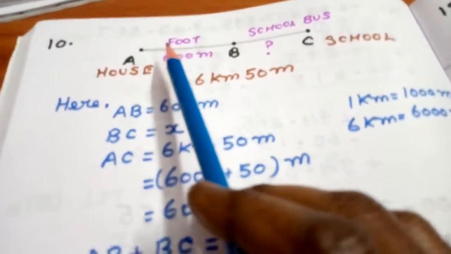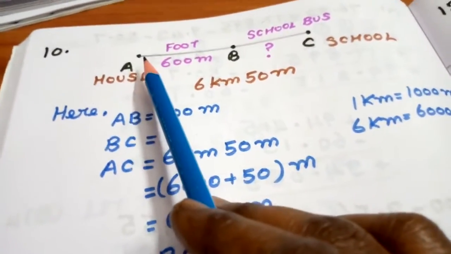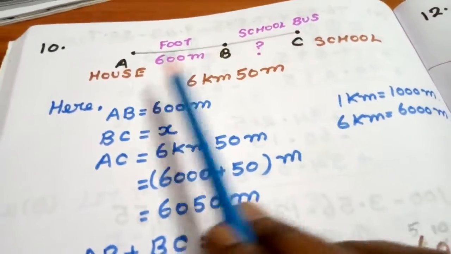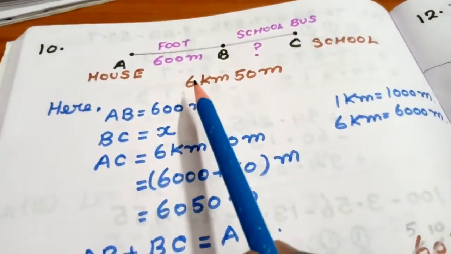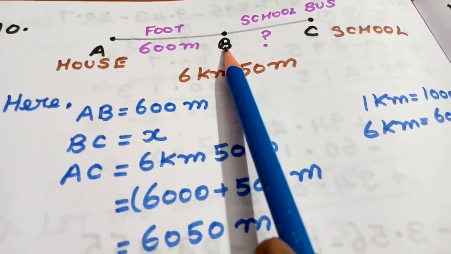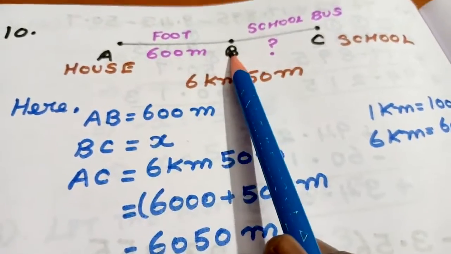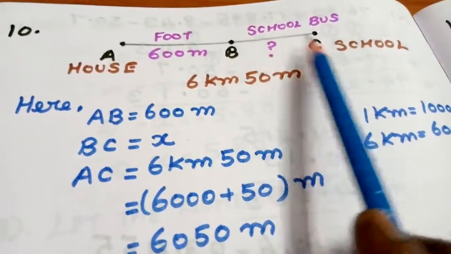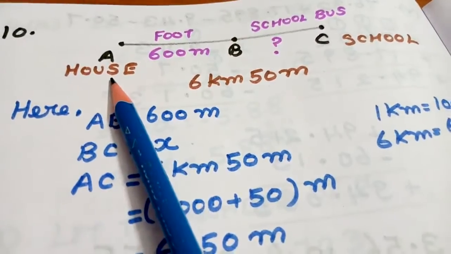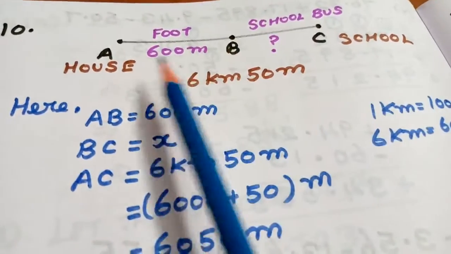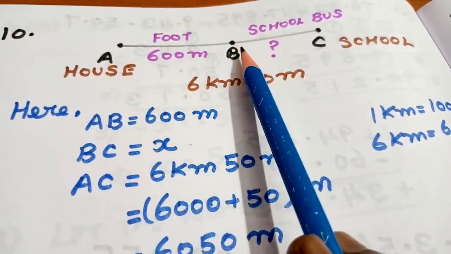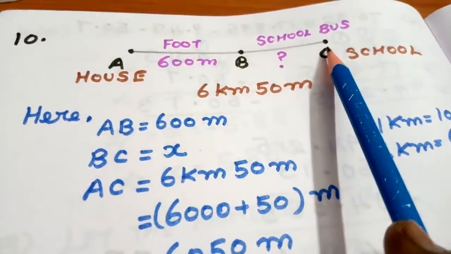For your understanding, I am giving you like this. Just imagine Bhavya's house is at A, school at C. From A to C, I am taking a total distance of 6 km 50 meter. From A to B, she is walking on foot, and from B to C, she is going by school bus. The starting point is the house, the ending point is the school. In this middle part only she is walking. Half the distance she is walking and the remaining she is going by school bus.